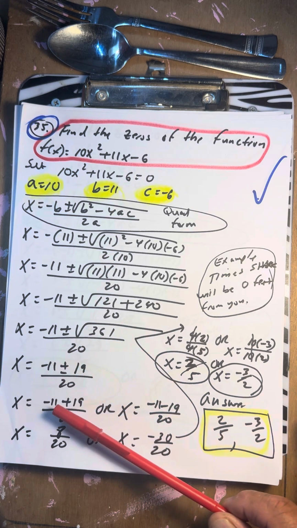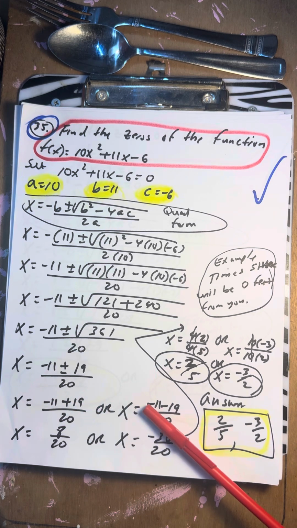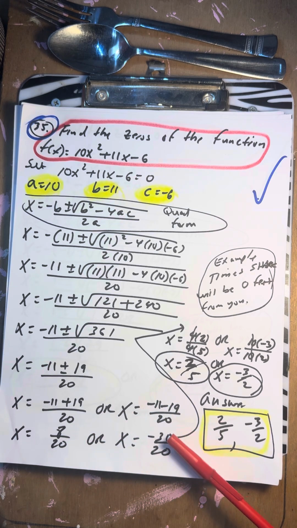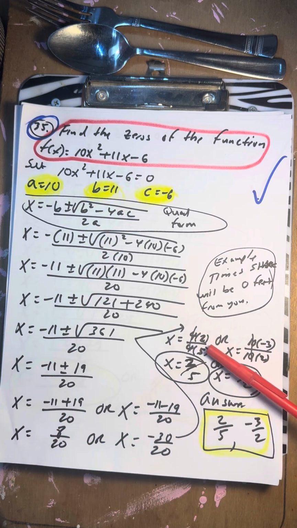So now we have two things. Negative 11 plus 19. Negative 11 minus 19. That's going to give you 8 over 20. That's going to give you negative 30 over 20. Now this one, I'm going to break it. 4 times 2, 4 times 5. That's 2/5. This one is 10 times negative 3, 10 times 2, and cancel those, 3 halves. So 2/5 and negative 3 halves. So the answer is 2/5 and negative 3 halves are the zeros of this.